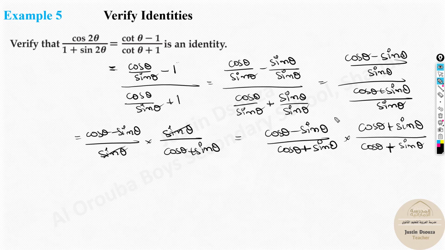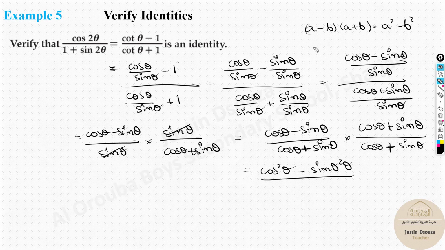Here in the numerator, we have this identity: a minus b, a plus b, that is equal to a square minus b square. Look at this. A is cos, b is sine. Here also cos plus sine. So based on that identity, we can write over here cos square theta minus sine square theta. Divided by, what about this?